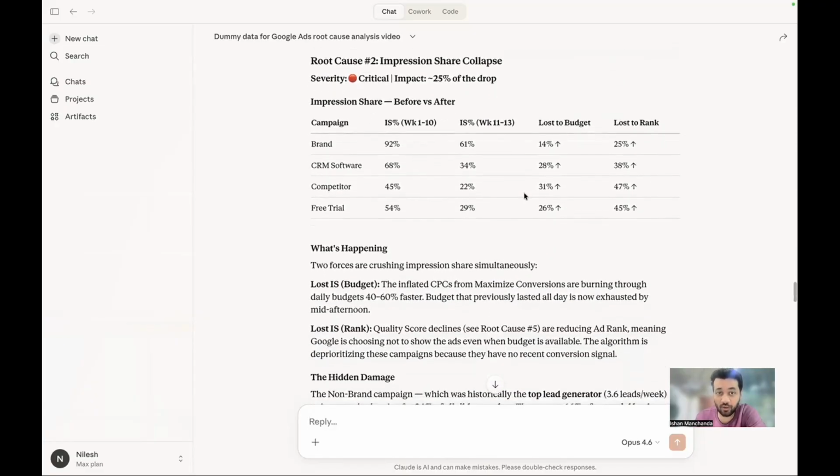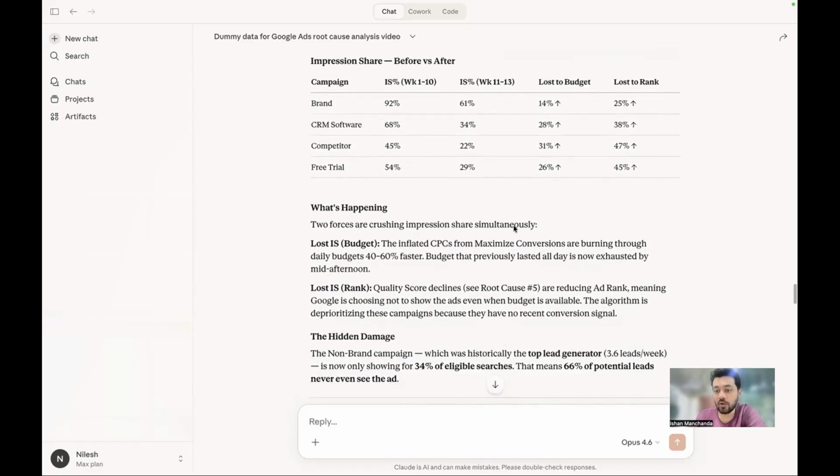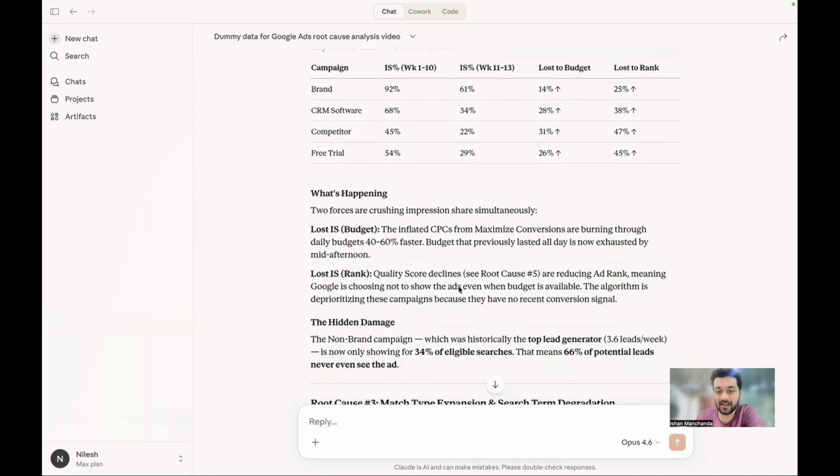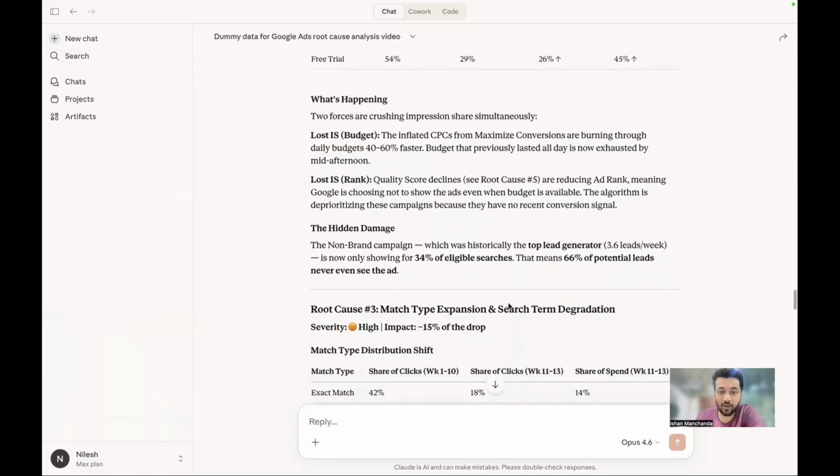Second is impression share collapse. Of course, CPC has gone high, bidding changes made, the entire campaign is going to learning phase, and you start losing out on your competitors. And that is exactly what it's showcasing, what has really gone down.